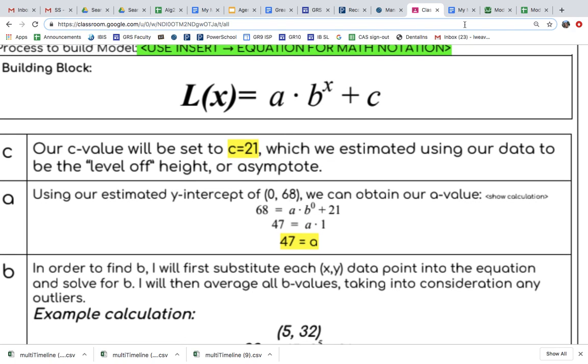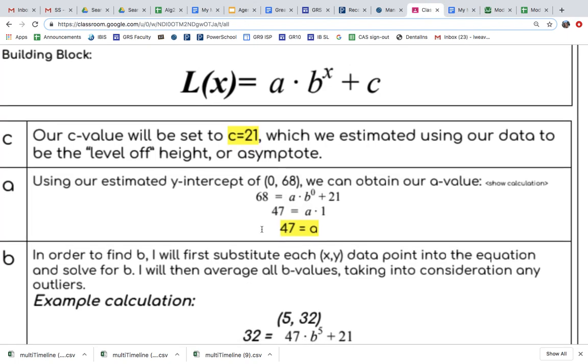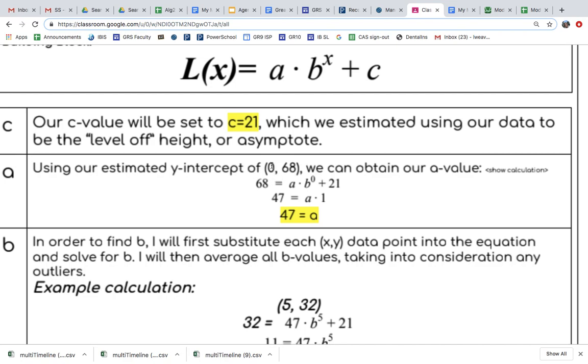The next thing we did was we went into our graph and we tried to figure out, okay, if I blur my eyes again and follow this up, where would I approximately hit my y-intercept? And if I follow the pattern, it looks like it's going to be somewhere in this region. And we decided to use 68 as a y-intercept. So going back to here, using our estimated y-intercept of 0 as our x and 68 as our y, we can obtain our a value.